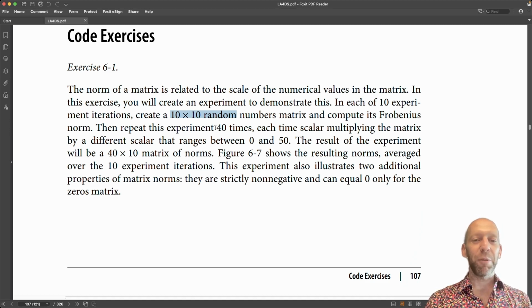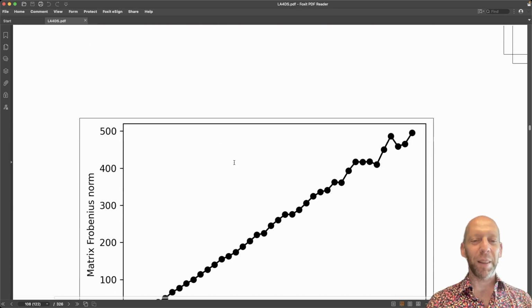And then we repeat that 40 times for a range of scalar multiples of the matrix between 0 and 50. So that means 10 by 10 random numbers matrices that are multiplied by 0, and then you compute the Frobenius norm. And then the next iteration here is going to be another 10 by 10 random numbers matrix, but then you multiply it by some number between 0 and 50. It's going to be, I don't know, maybe 0.9 or something, and so on. Between 0 and 50, and then you plot the results.